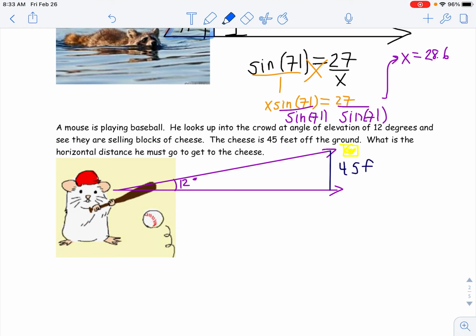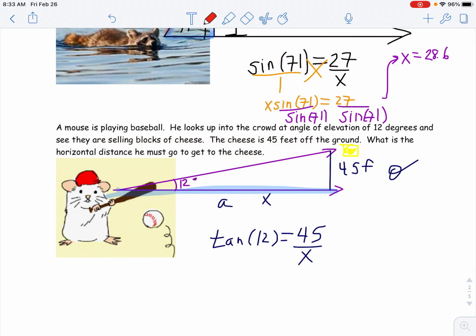What is the horizontal distance? So we want this distance right here that he must go to get the cheese. All right, the mouse wants the cheese. How far does he have to go horizontally? Well, this one is opposite and adjacent, so this is going to be tangent of angle 12 equals opposite 45 over x.